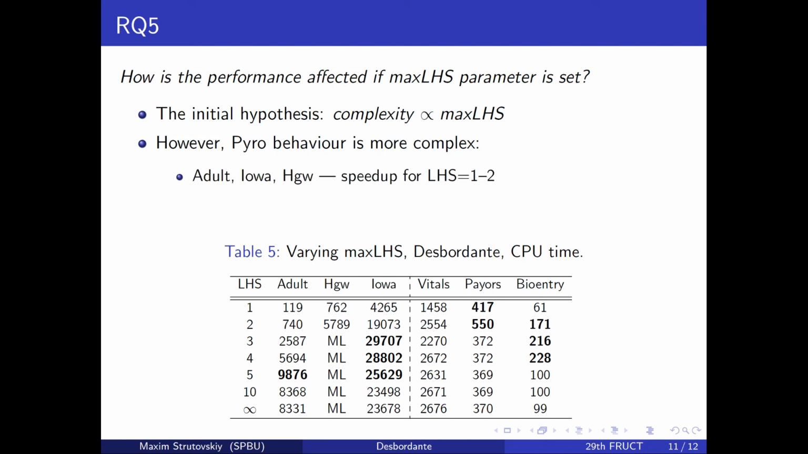Setting LHS to 1 or 2 attributes at max leads to a noticeable speedup only on 3 datasets: adult, Iowa, and CI public highway. Furthermore, it is possible that bounding the size of LHS would even increase computational complexity. Such cases are marked in bold in the table.